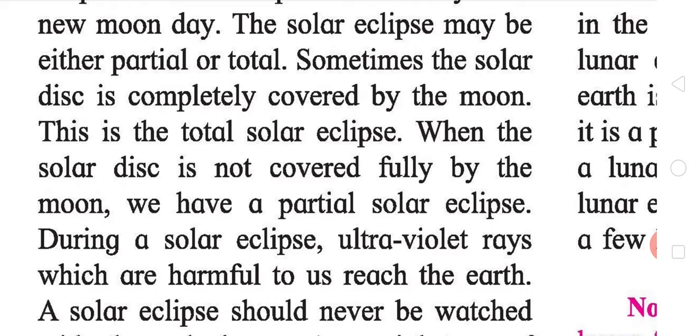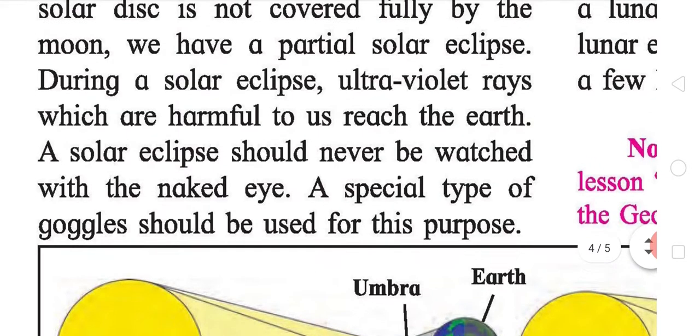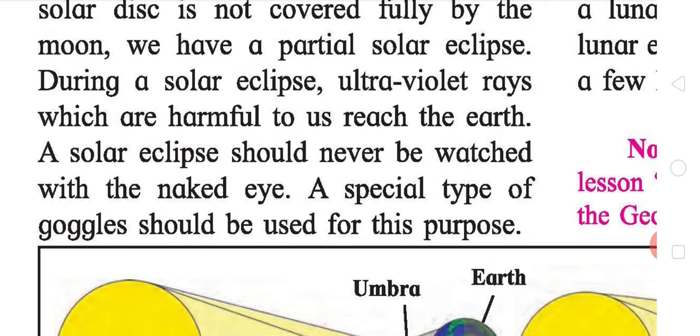Sometimes the solar disk is completely covered by the moon. This is the total solar eclipse. When the solar disk is not covered fully by the moon, we have a partial solar eclipse. During a solar eclipse, ultraviolet rays, which are harmful to us, reach the earth. Solar eclipse should never be watched with the naked eye. A special type of goggles should be used for this purpose.